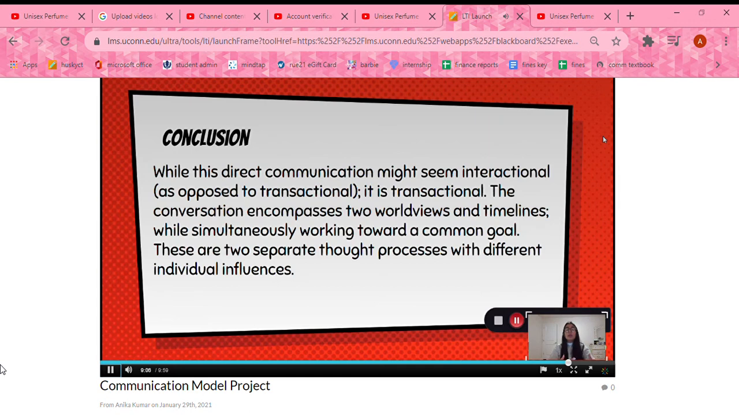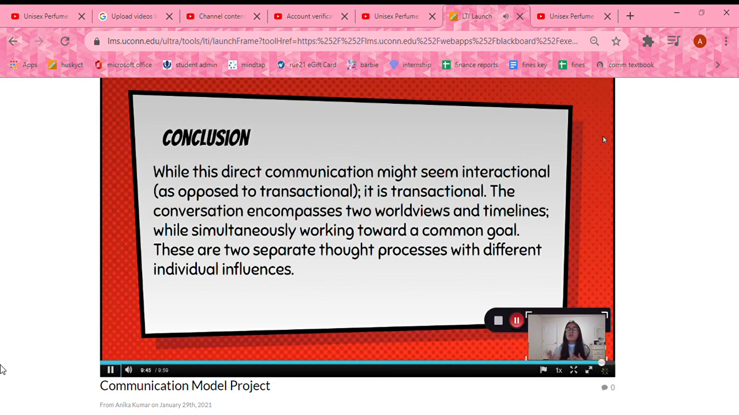The common goal being this project. We both had to work on this project, when are we free. They both had two separate views, two separate times, two separate thought processes with different individual influences, which influence them into saying, I'm free on this time, I'm not free on this time. Their social locations play a very, very large role in this. But they were able to come together and create a new time that they were free so that they would be able to work on this project. And that is what makes this interaction transactional rather than interactional.